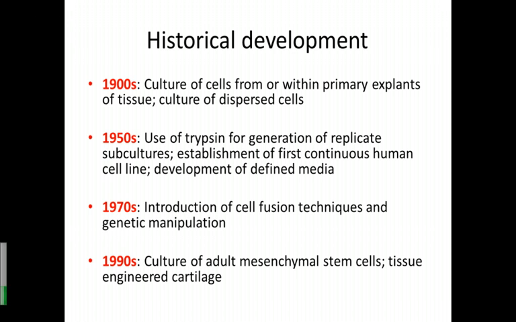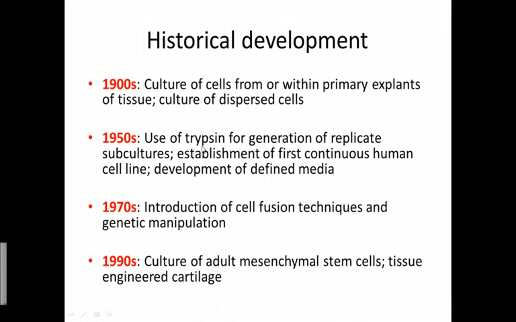So we'll go through the historical development of how cell cultures developed throughout the years. Culture of cells began in the 1900s, where they cultured primary explants of tissues. These primary explants are actually samples of tissues or organs from other organisms. So scientists started culturing these explants, which are derived from tissues from other animals, and tried to culture them in the lab. In the 1950s, they started to use trypsin.